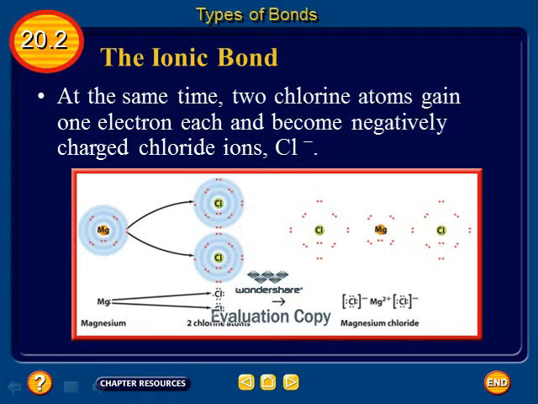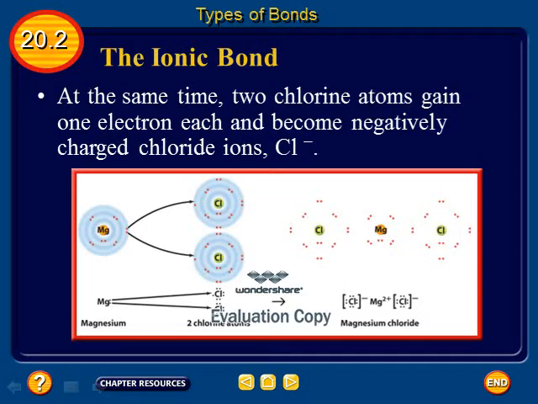Magnesium gives up two of its electrons to 2 atoms of chlorine. One goes to the uppermost chlorine atom in the graphic, and one goes to the bottom chlorine atom. Thus, Mg plus Cl forms the compound MgCl2. And you can see that the charges are also balanced.